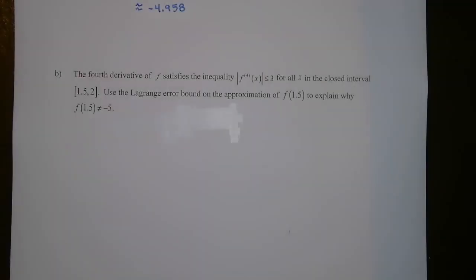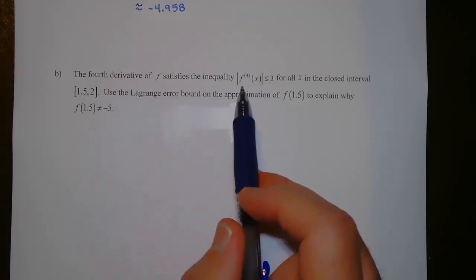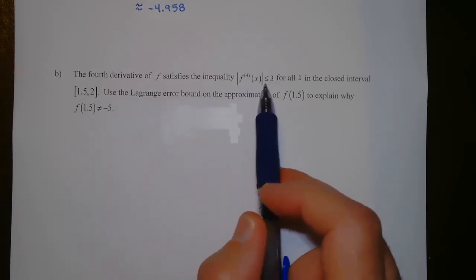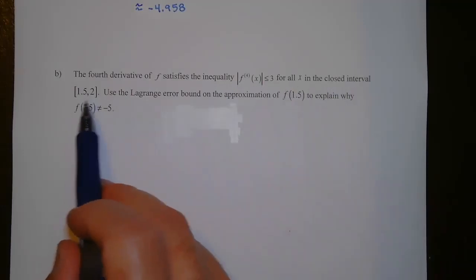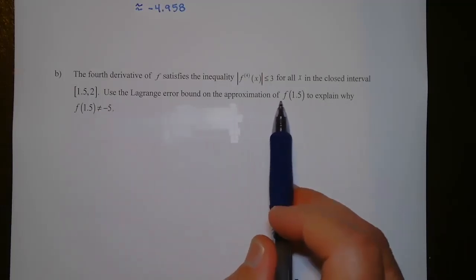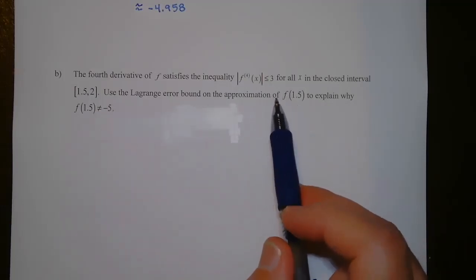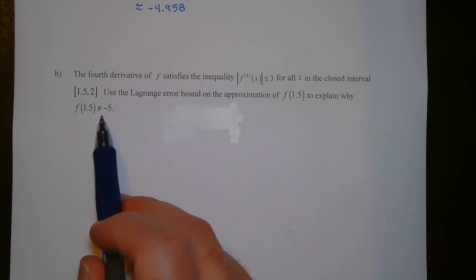All right, for part B, the fourth derivative of f satisfies the inequality. The absolute value of the fourth derivative of x is less than or equal to 3 for all x in the closed interval 1.5 to 2. Use the Lagrange error bound on the approximation of f of 1.5, which is what we found in part A, to explain why f of 1.5 cannot equal negative 5.